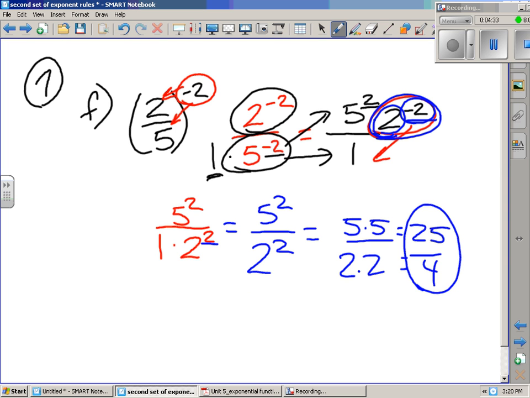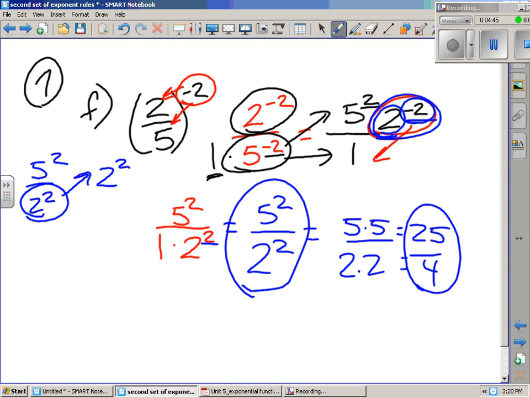If we started with 5 squared over 2 squared, we could simply write this as 5 squared over 2 squared and change where this base and exponent are. We could flip it over the fraction bar, and when we flip it over the fraction bar, the sign of the exponent changes. Now let's flip the 5 to the 2nd over the fraction bar, and when you change its location, you change the sign of the exponent. So you flip it over the fraction bar.